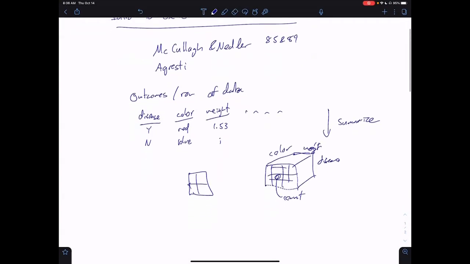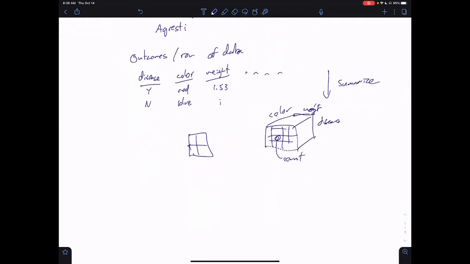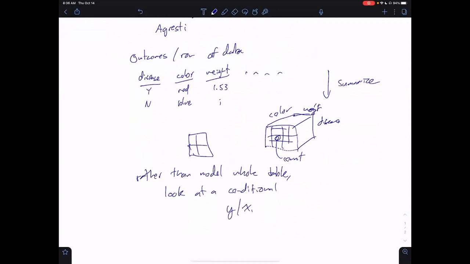And I'd say for GLM, the other thing you want to keep in mind is that rather than model the whole table, and there's sort of an asterisk here, we're looking at a conditional. So in other words, there's some response variable that we're most interested in, y, and then we have explanatory variables, x1, x2, x3, and we don't necessarily care about the overall presence of y. So there's often kind of one degree of freedom that we throw away when we're thinking about this.